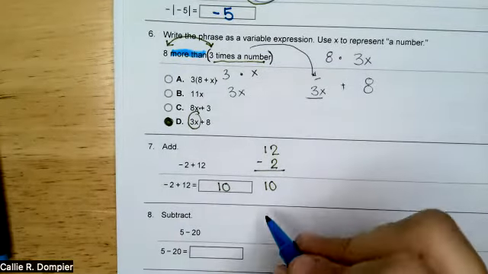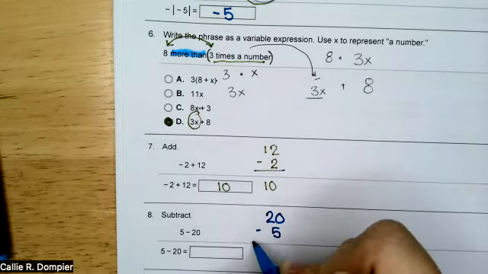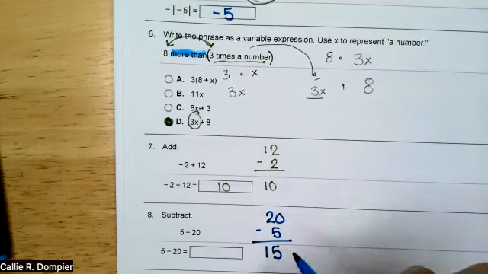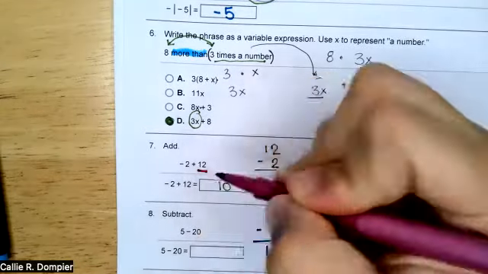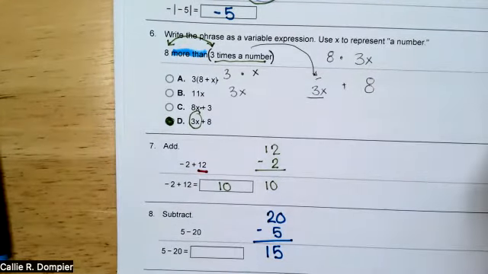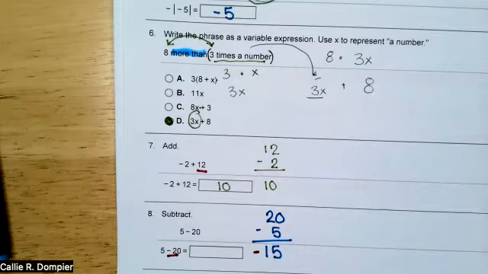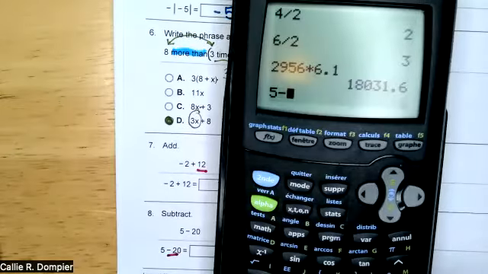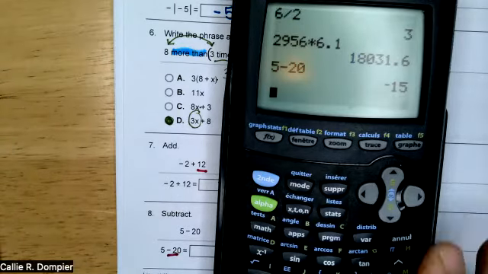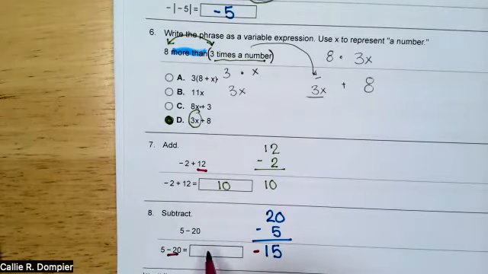5 minus 20. You can also say that's 20 minus 5 is 15, right? But here, the bigger number was positive, so our answer is positive. Here, our bigger number, the 20, is negative, so it's a negative 15. You're also welcome to put it in your calculator, right? 5 minus 20, or just in your brain, it comes to you, right? I'm not going to ask you to show work for something like that. 5 minus 20 is negative 15.